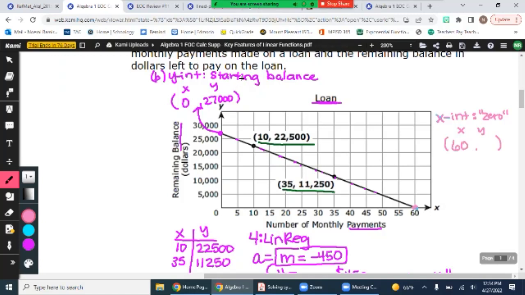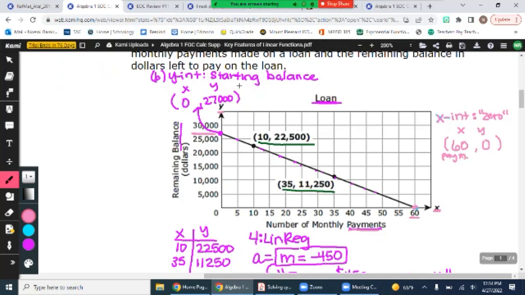60, comma 0. Notice how that 60 is on the x-axis. Don't mix it up with 0, 60. The 60 is on the x-axis. The 27,000, which should be here, is on the y-axis, okay? So don't get that mixed up. Now, what is that 60 representing? Is it representing my balance or my payments? If my x-axis is referred to payments, it's 60 payments.